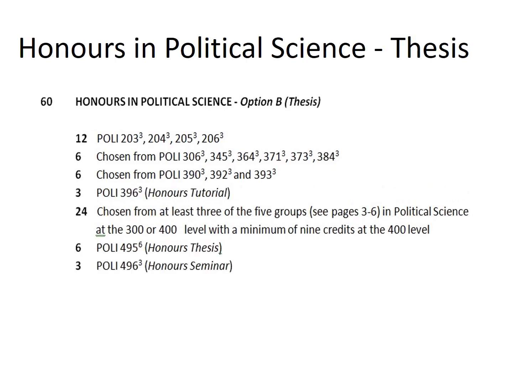Option B, honors in political science, is the thesis option. It also consists of 60 credits. The key differences is that there will be 6 credits for the honors thesis and 3 credits for the honors tutorial.